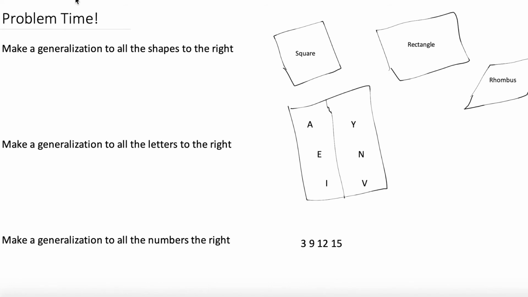This is problem time. It's the part where you pause the video, do all these by yourself, and I will reveal the answers in a few minutes. But first, after you see your answers, comment down below what your score was. There are 3 questions, and if you got 2 wrong, you would do 1 out of 3. If you got 1 wrong, you do 2 out of 3. If you got 0 wrong, you get 3 out of 3, and that's perfect.